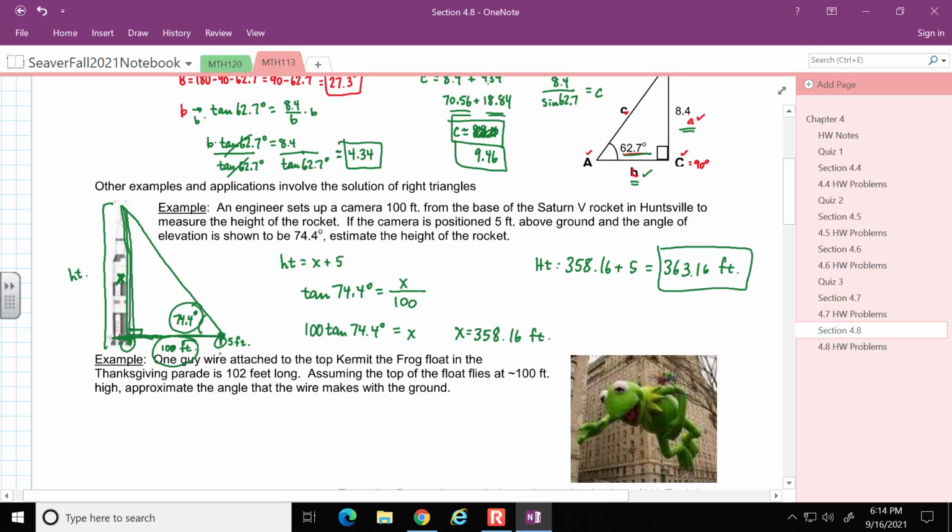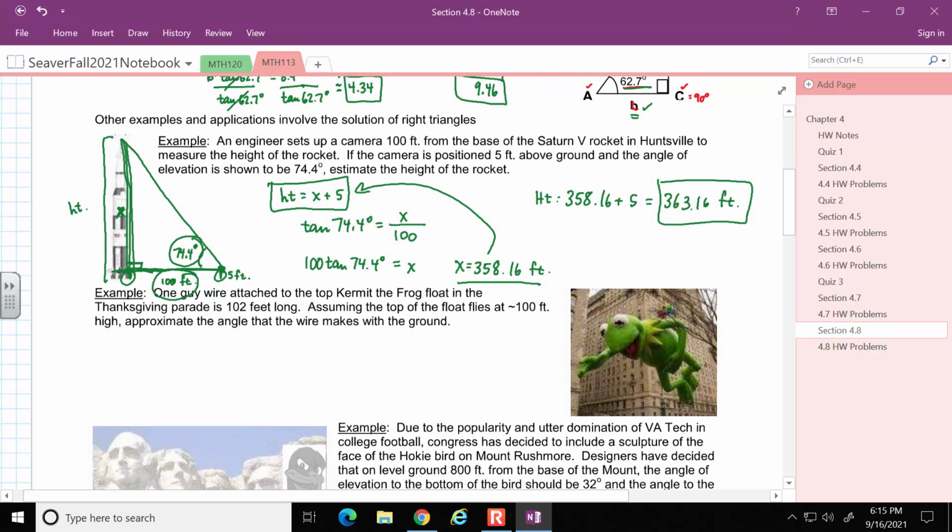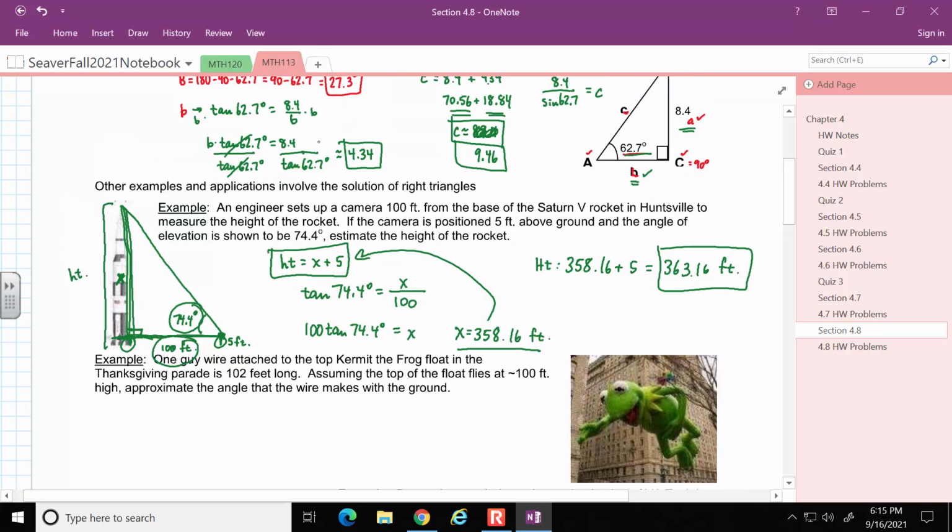Then where did the plus 5 at the beginning come from? So this was saying, all right, if I can find x, then I'm going to take x and add 5 to it. So all this tangent 74.4 allowed me to find x. So then I'm just taking it back up here into the height. Okay. Thank you.